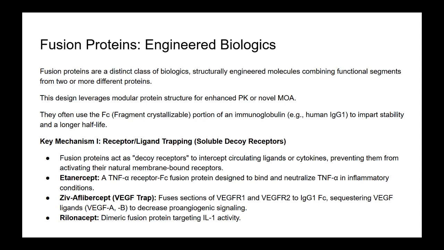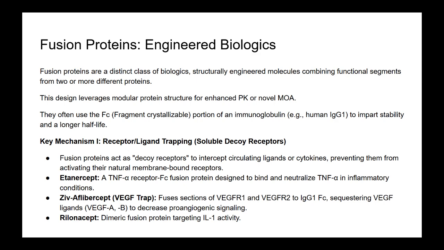Anakinra, on the other hand, is not a fusion protein of the Fc portion. It is a recombinant form of the natural interleukin-1 receptor antagonist. Anakinra works by preventing interleukin-1 from binding to its receptor, thereby interrupting the cascade of cytokines that leads to inflammation.